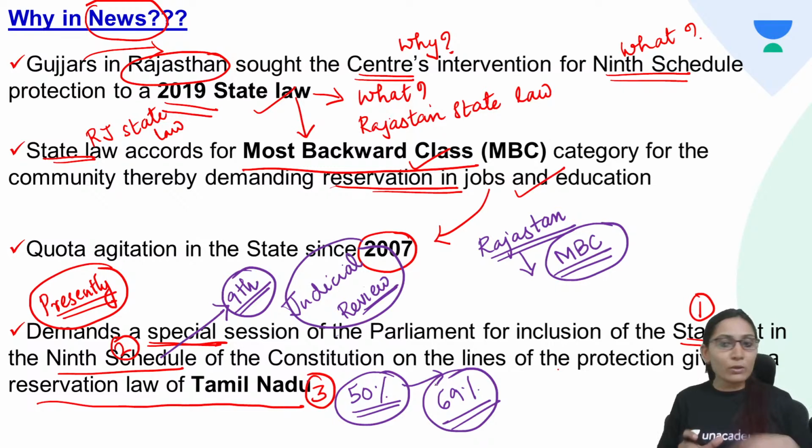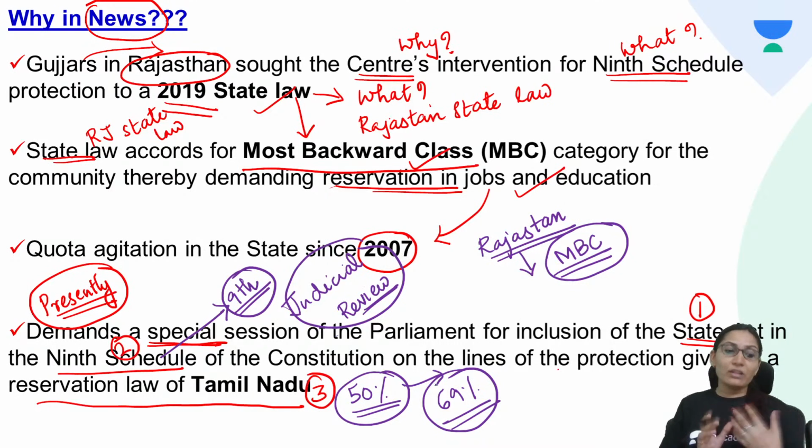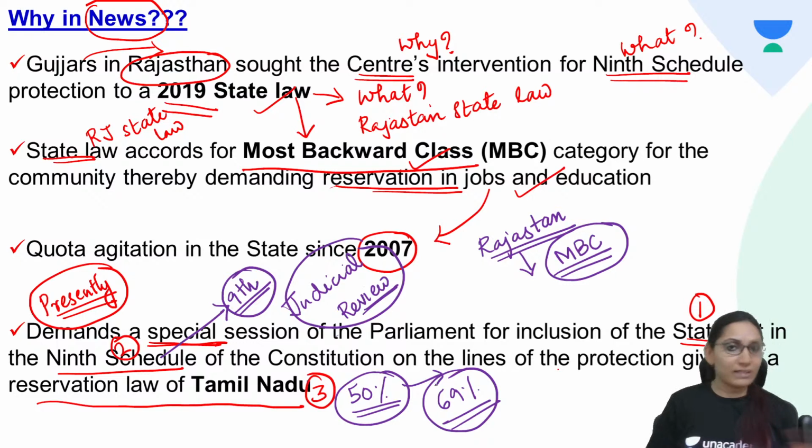The state law of Rajasthan accords a most backward class label for the Gujjars community in Rajasthan. This is a state law. Second one, 9th schedule. The 9th schedule says that any law placed under the 9th schedule cannot be reviewed by the Supreme Court or the judiciary. It's outside the scope of judicial review.